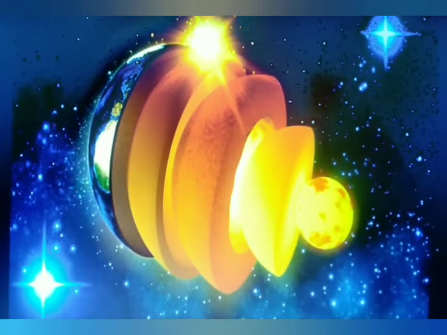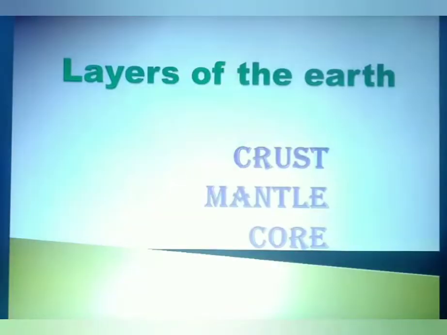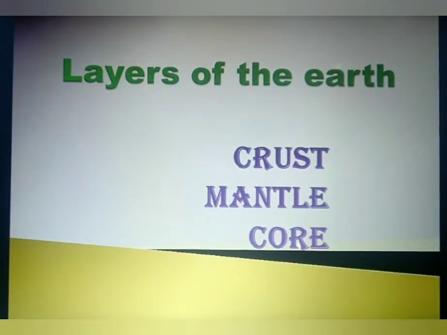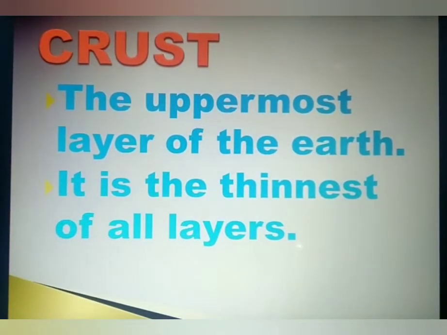Yes, children, from this picture you understood that, like an onion, our Earth is made up of several concentric layers, one inside the other. They are the crust, the mantle and the core. Crust. It is the uppermost layer of the earth. It is the thinnest of all the layers. It consists of only 1% of the volume of the earth.